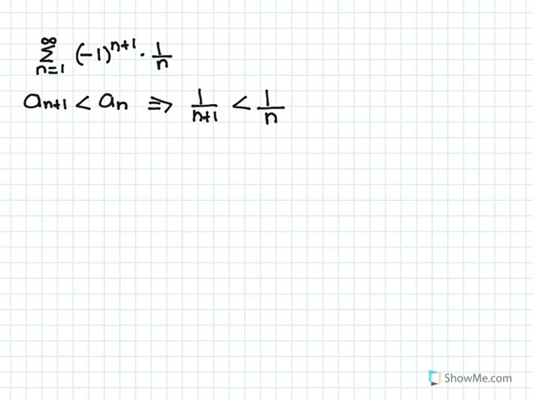Well, that's true because in 1 over n plus 1, we're increasing the denominator. That means the ratio becomes smaller. So that means the terms decrease in magnitude.